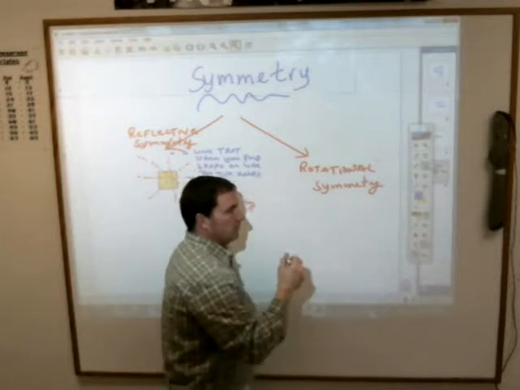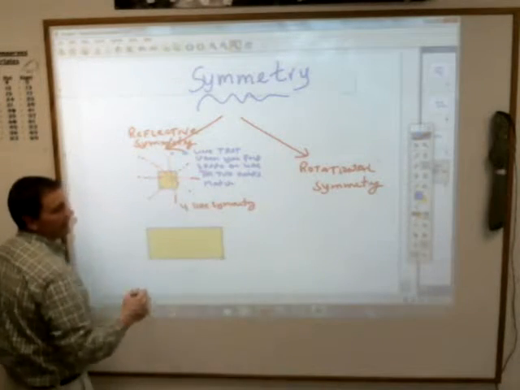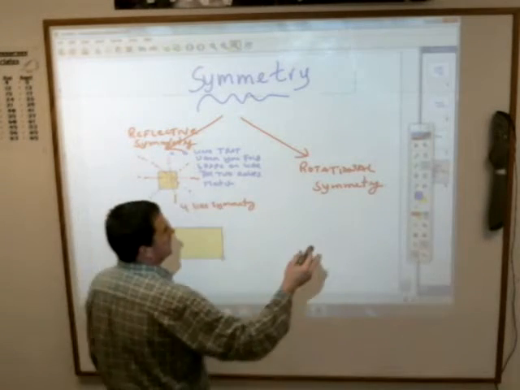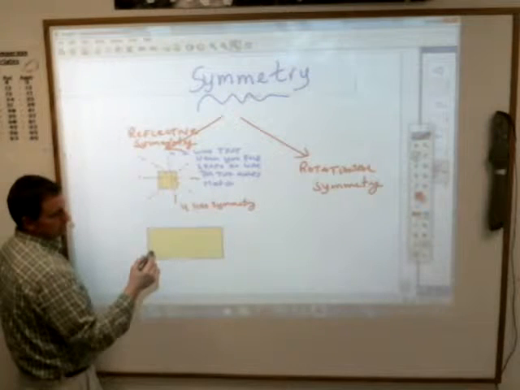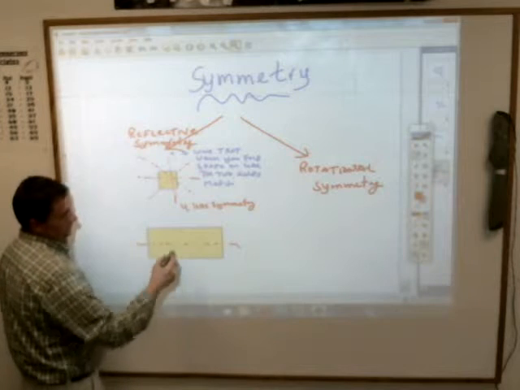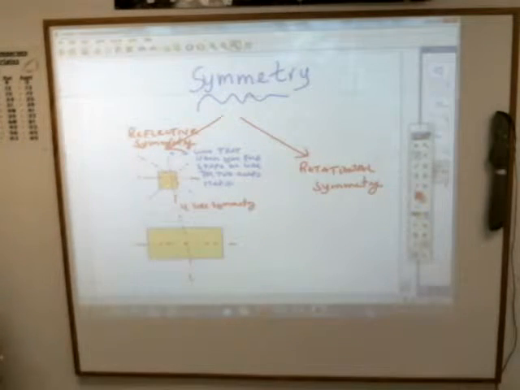Now you have to be careful, because if I asked you how many lines of symmetry does a rectangle have, we have to be a little careful there. Gary? 2. Just 2. Where, Gary? Across. And straight down. Straight down. Are there any other ones?